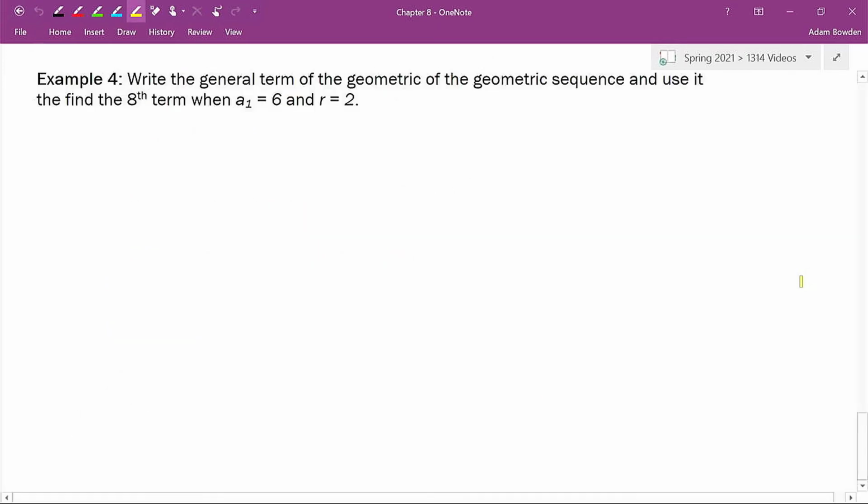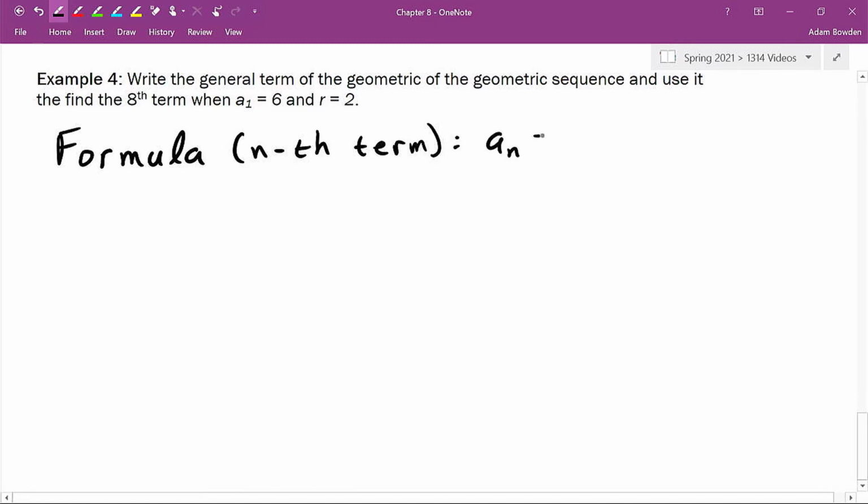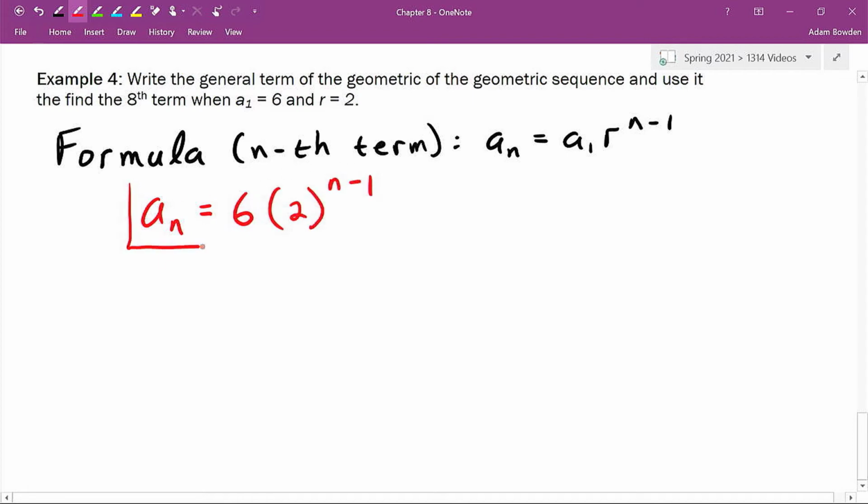So on this one, it says write the general term of the geometric sequence and use it to find the 8th term when a_1 equals 6 and r equals 2. The general formula for the nth term of a geometric sequence was a_n equals a_1 r to the n minus 1. So in this case, a_n is going to equal 6 for a_1 times 2 raised to the n minus 1.